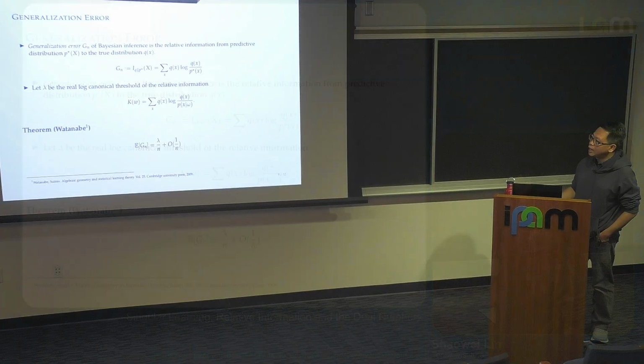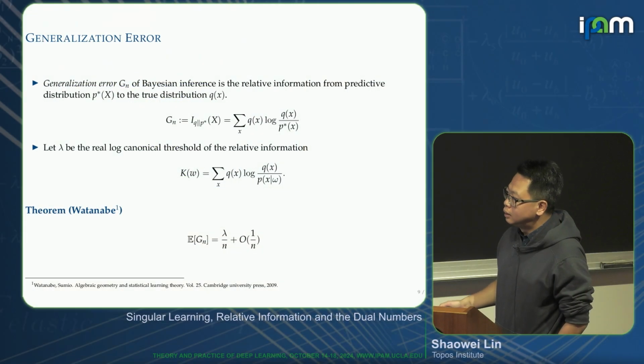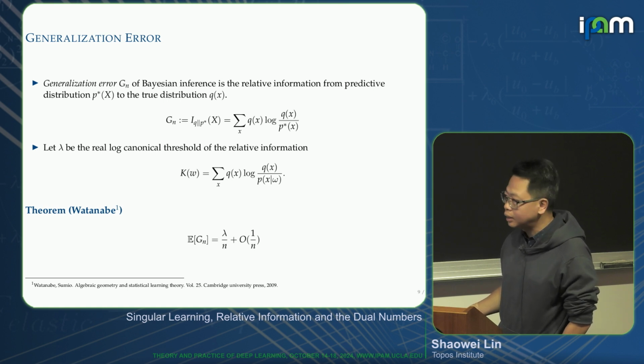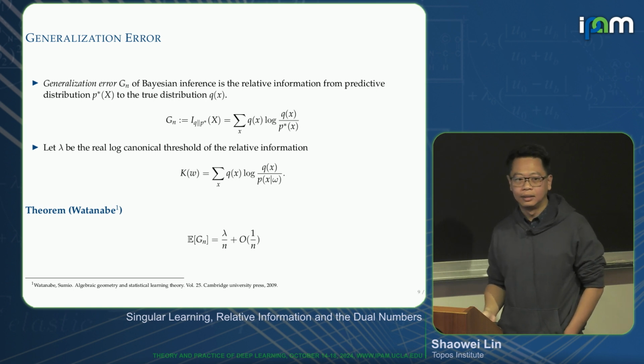This Gn over here is a random variable, because P star of x, the predictive distribution, depends on my data. Here, this K of W is a function on W. It's not a random variable. It is the distance from the true distribution to a point in my model. Okay, and the deep theorem of Watanabe says that the expectation of the generalization error is asymptotically lambda over n, where lambda is your RLCT.